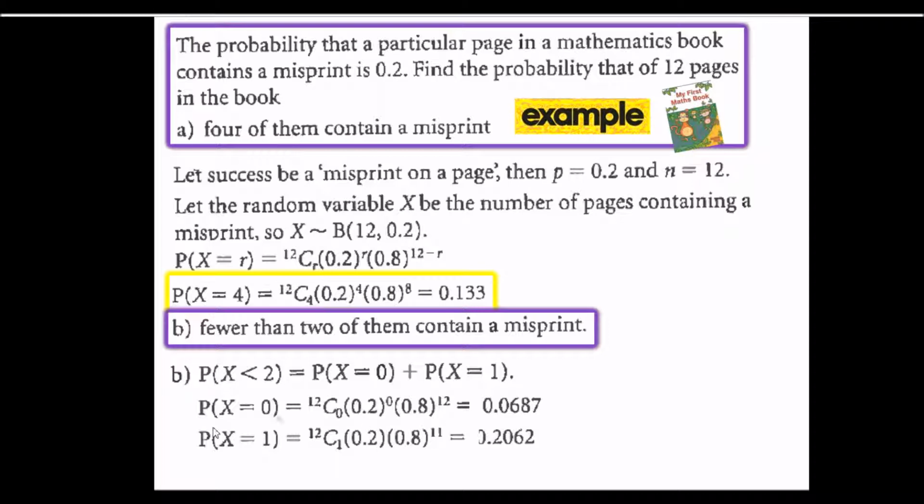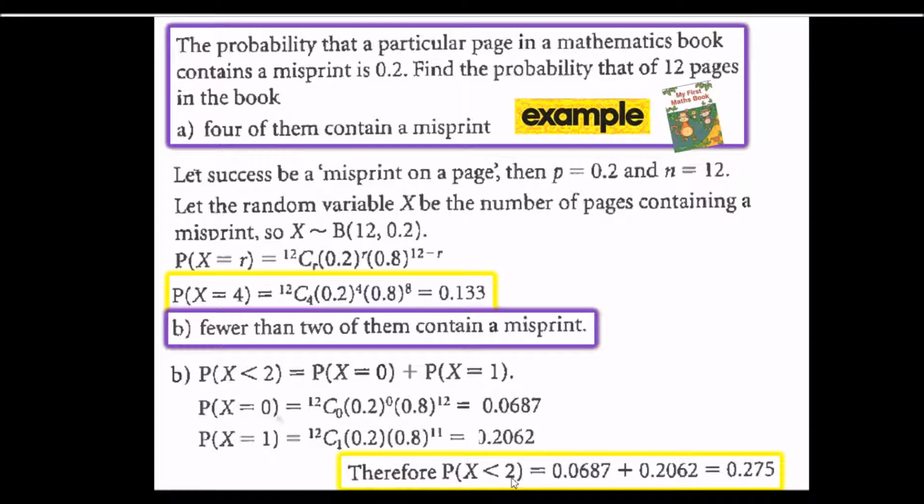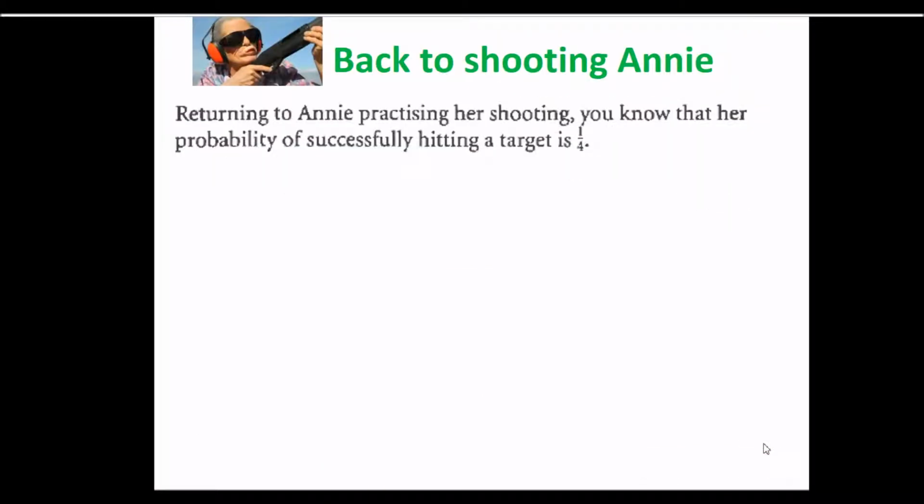So that's what these two are separately, but remember to get fewer than 2, you've got to add them together. So therefore the probability x is less than 2 will equal this value plus that value, which is 0.275. Notice that they kind of went to more than 3 sig figs, so make sure you use the unrounded answers or else you'll get a rounding error in your final answer.